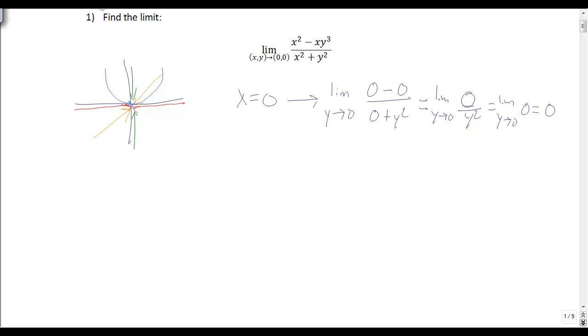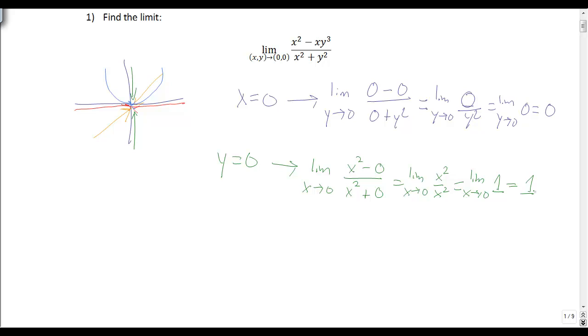Okay, next path, let's do y equals 0. It's going to be a horizontal path here. You plug that in, and you get a limit as x goes to 0. Now this is the one where you plug in y equals 0. So we get x squared minus, well, when y is 0, we get 0. And then we get x squared plus 0 squared. This is a limit as x goes to 0 of x squared over x squared. As long as x is not equal to 0 and we don't get 0 in the denominator, this is really just a limit as x goes to 0 of 1, which is 1.